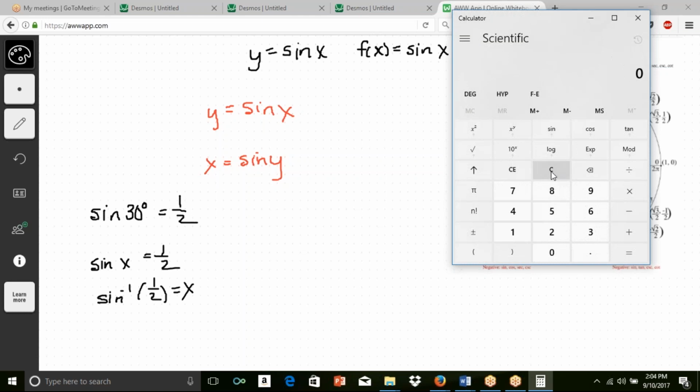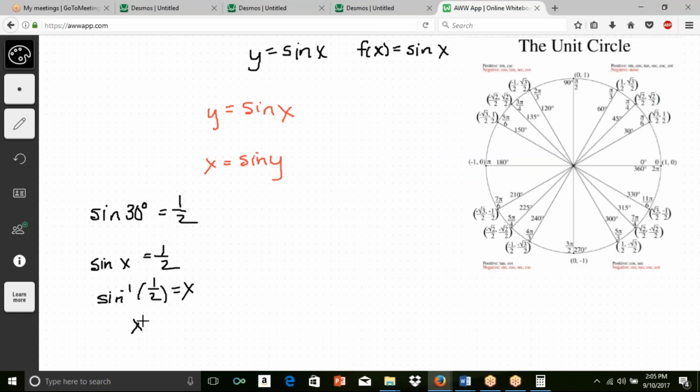So I'm going to clear this out. I'm going to take 1 divided by 2. Of course, that gives me 0.5, right? And then it's in degree mode, so I'm going to hit the shift up here. If you notice when I hit the shift, I have this arcsine here. So I'm going to hit arcsine of 0.5, or arcsine of 1/2. And what does it give me? It gives me 30 degrees. So now I can say that x is equal to 30 degrees.